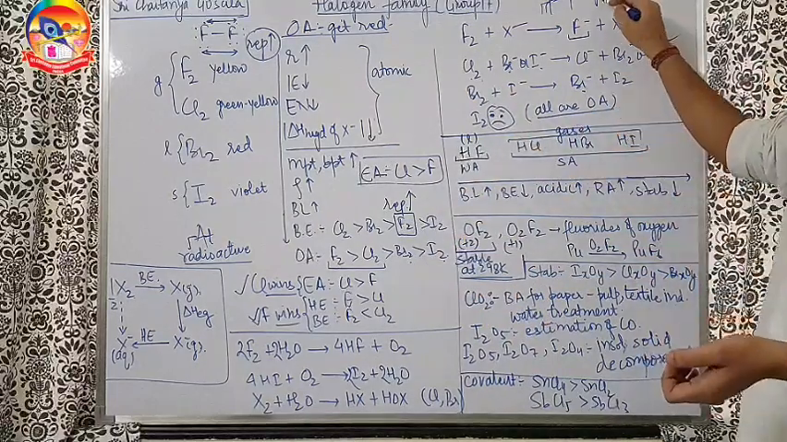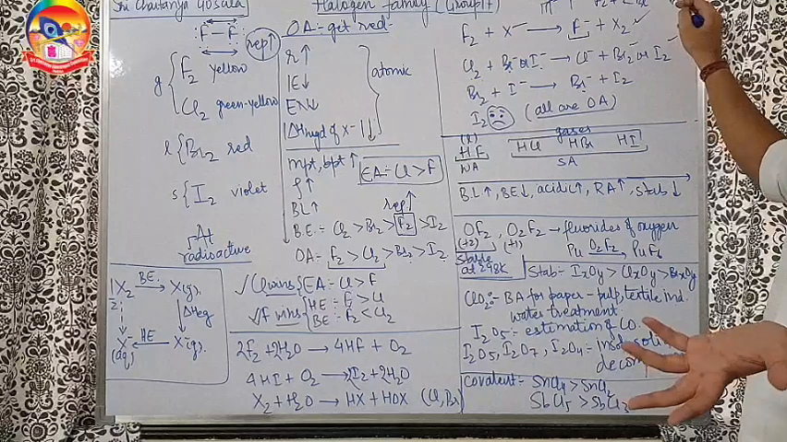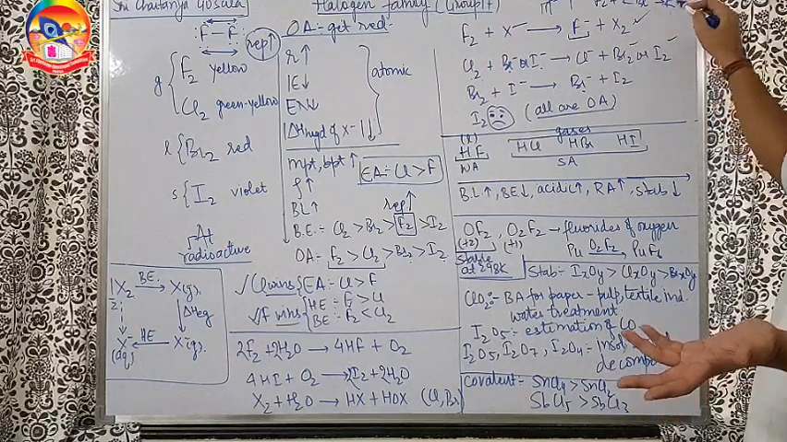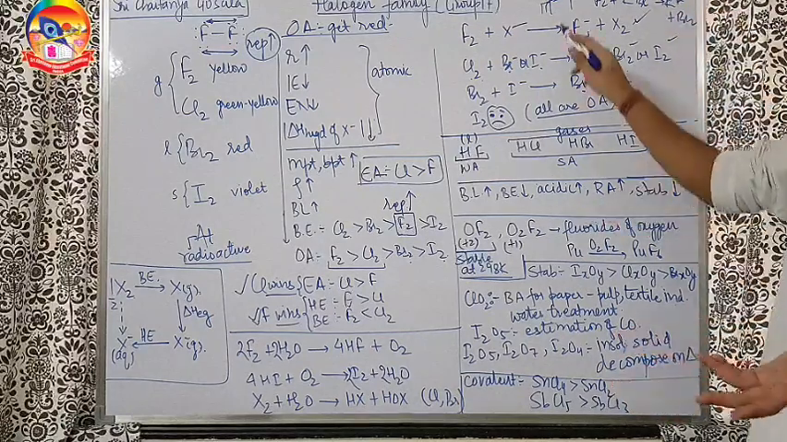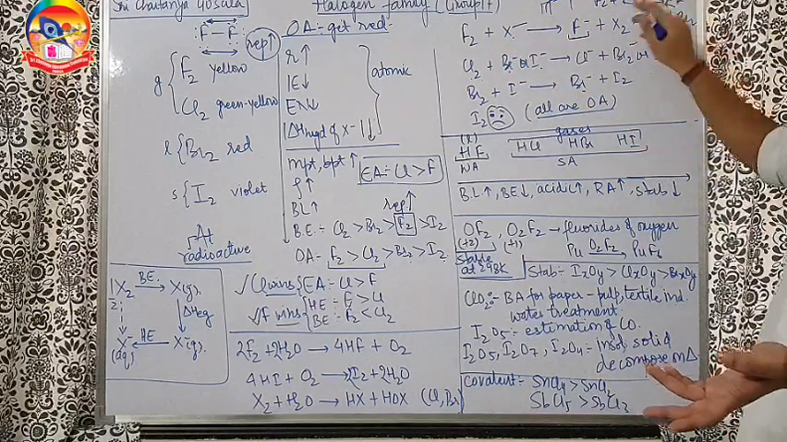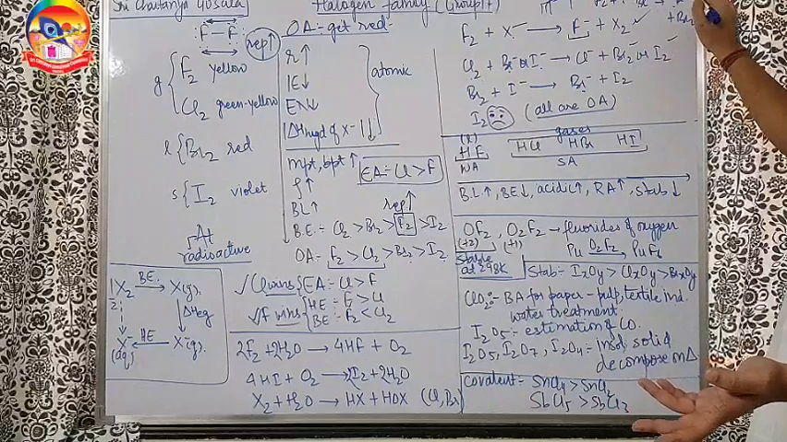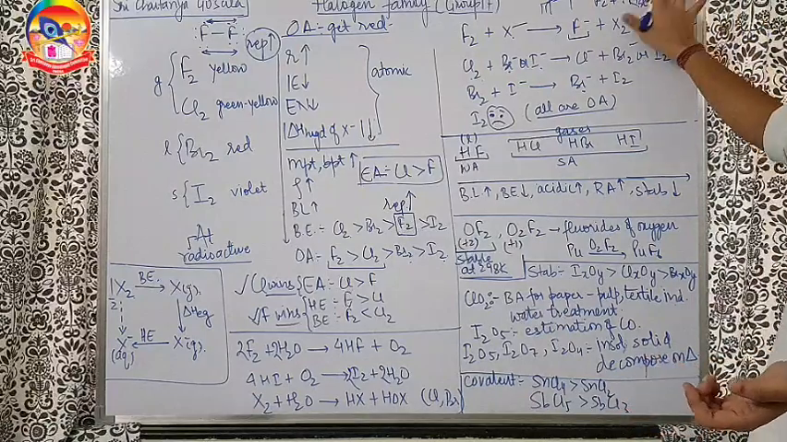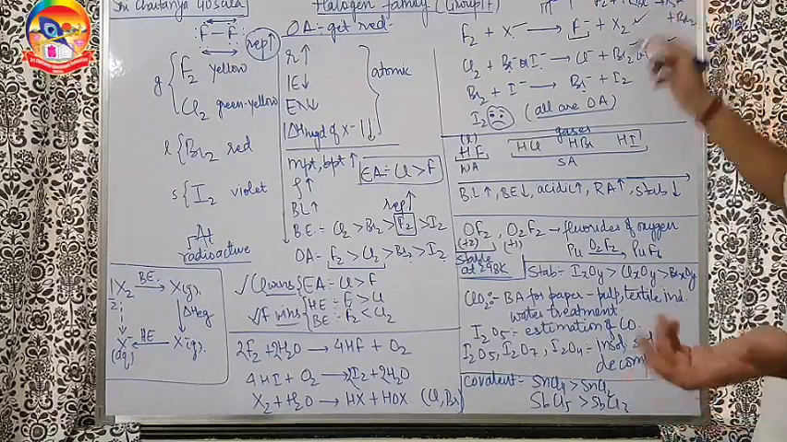So if a question comes, F2 plus KBr, what will happen? Nothing special, it will become KF plus Br2. Understood? F2 plus Br minus, that is KBr means Br minus. What will happen? It will become F minus and Br2. So instead of Br minus and F minus, I have put KBr and KF.